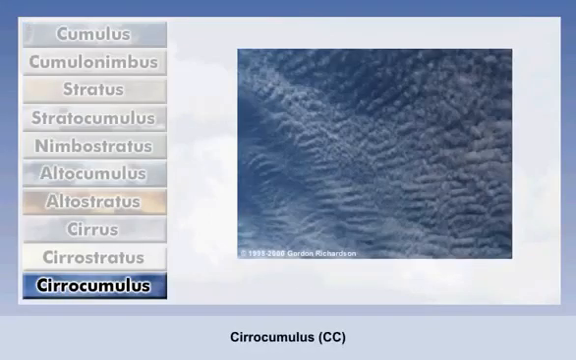Cirrocumulus is quite a rare cloud. It is generally found between 20,000 and 30,000 feet, and is comprised of ice crystals. There is little or no icing or turbulence associated with it, and visibility in the cloud is quite good, in excess of 1,000 meters.